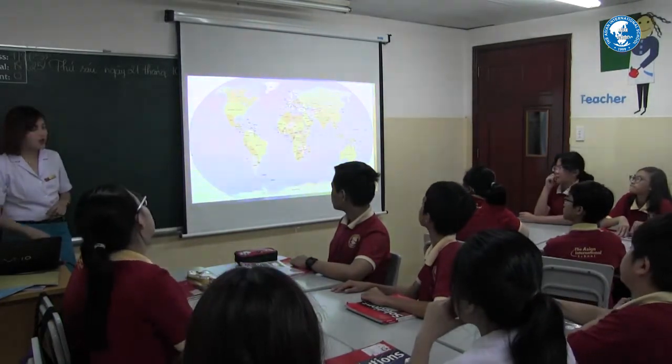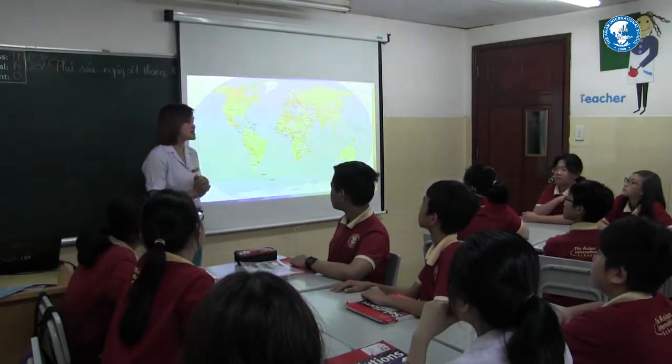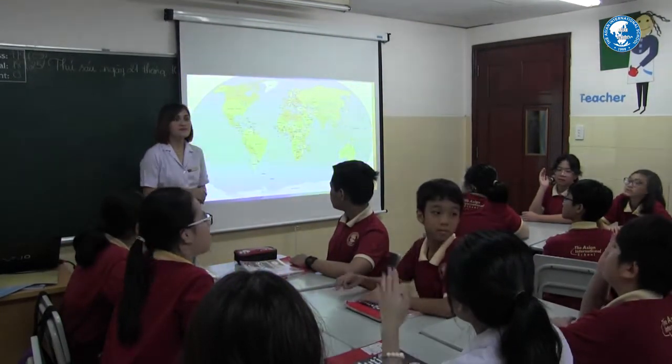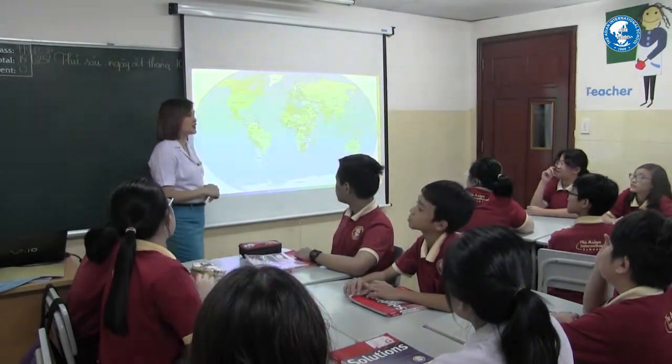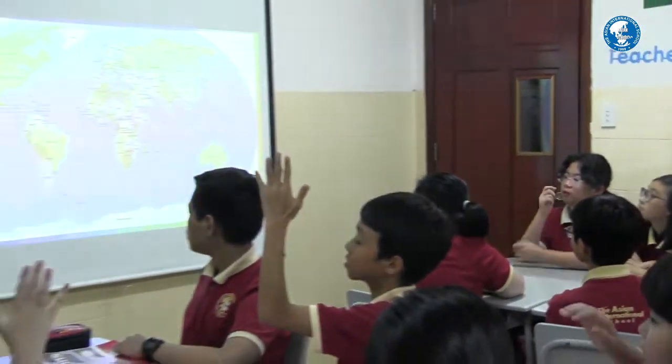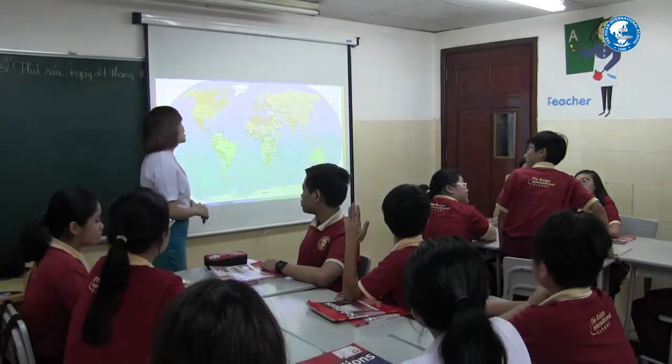Okay. So now, our Earth is divided into how many continents? There are 6 continents on Earth. Okay, there are 6 continents. And what are they? Africa. Okay. Next? Asia. Okay, very good. Australia. Europe. North America and South America.